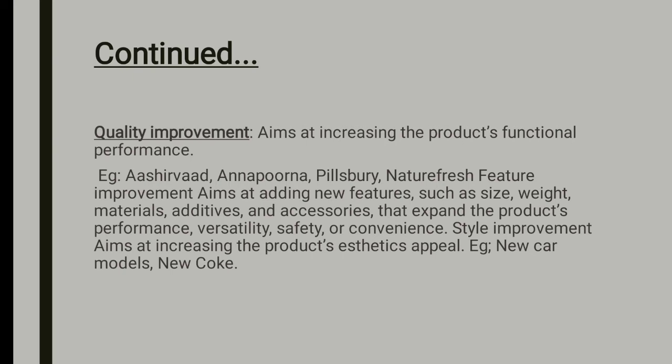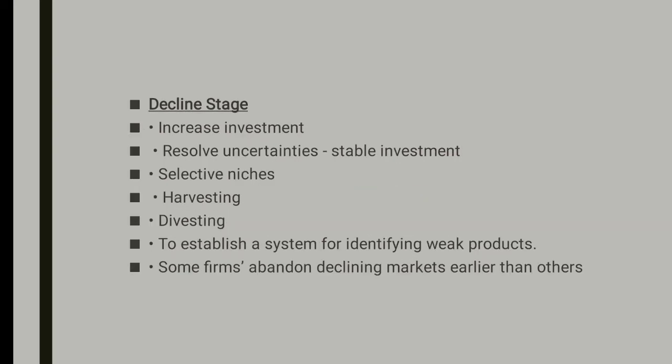Style improvement aims at increasing the product's aesthetic appeal, for example new car models and the new Coke. In the decline stage, the options are to increase the investment and resolve the uncertainties, maintain stable investment, selective niches, harvesting, divesting, and to establish a system for identifying the weak products. Some firms abandon a declining market earlier than others.